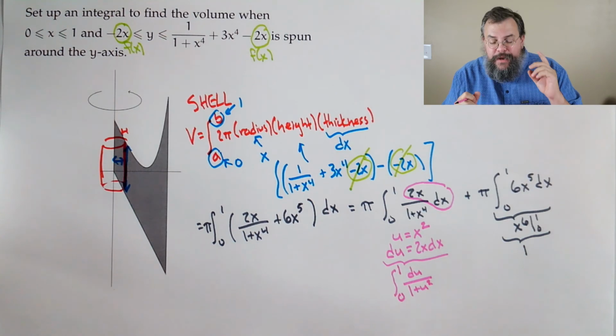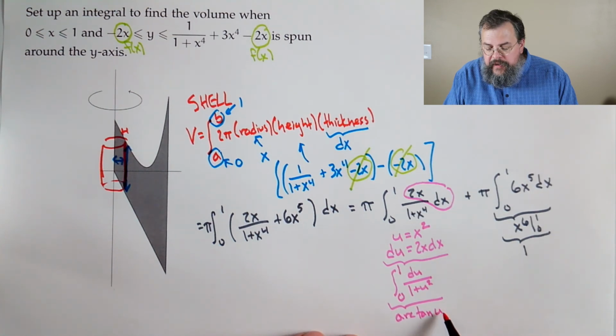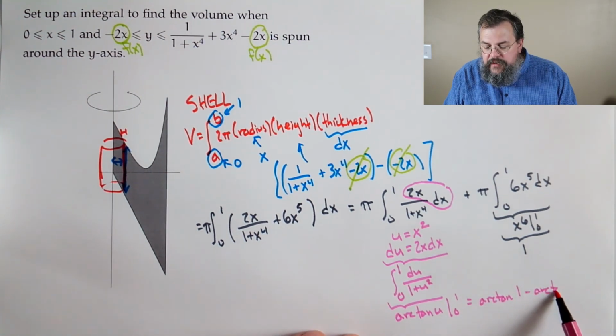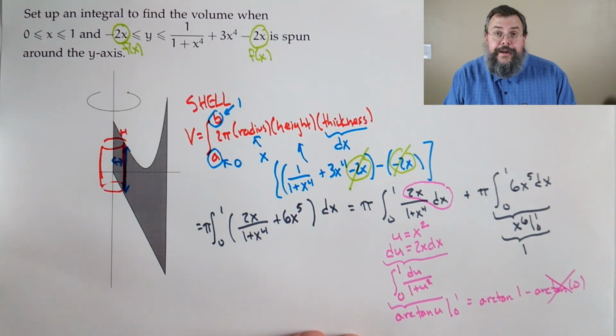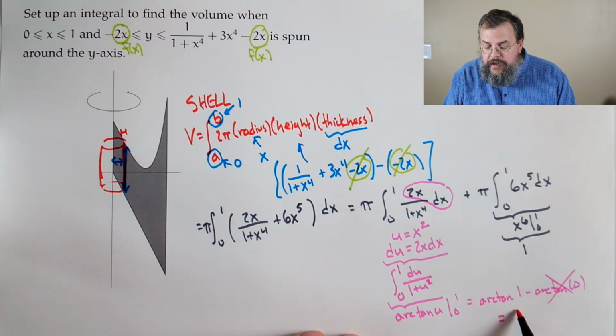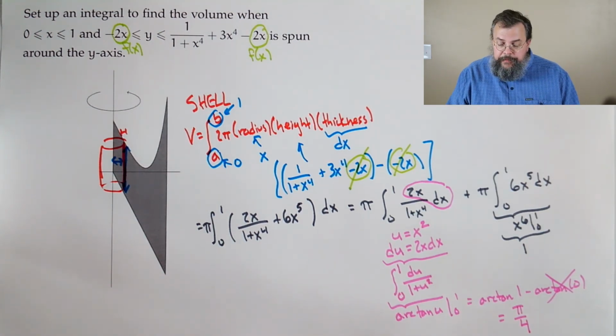And now we're like, this is great. That's arctangent. We recognize arctangent. So we get arctangent of u evaluated from 0 to 1. Well, that's really arctangent of 1, and then you subtract arctangent of 0. Now arctangent of 0 is 0, so the second term drops out. And arctangent of 1, well, that's the value we should know. That is pi fourths.